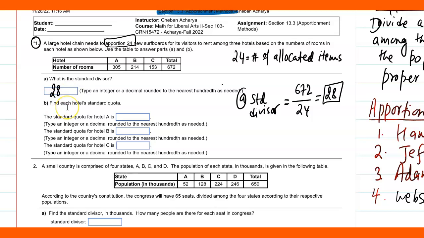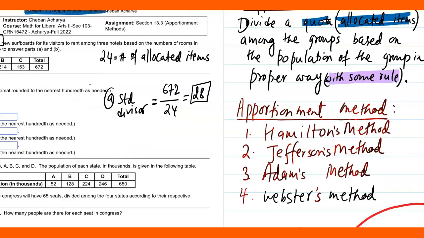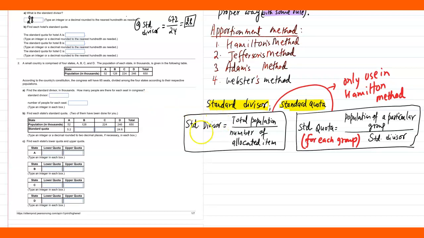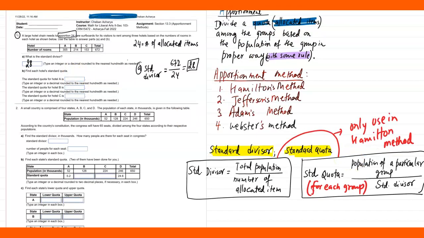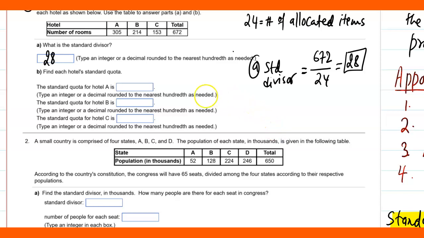Okay, good. Now for part B, find each hotel's standard quota. Listen, that's the second question here. And I mentioned before the standard quota for each group. That means in this case the standard quota for each hotel: hotel A, hotel B, hotel C. You're looking for the standard quota for each hotel and round it to the nearest hundredth. Remember that the nearest hundredth is 2 decimal places.